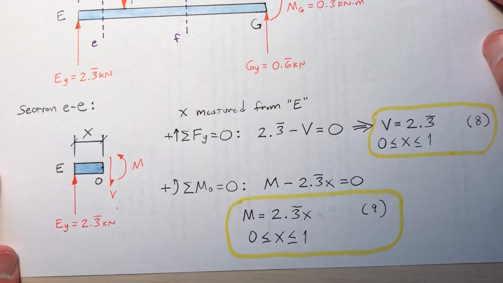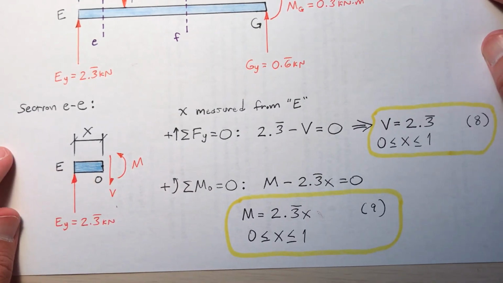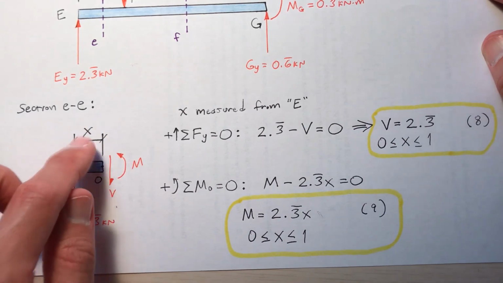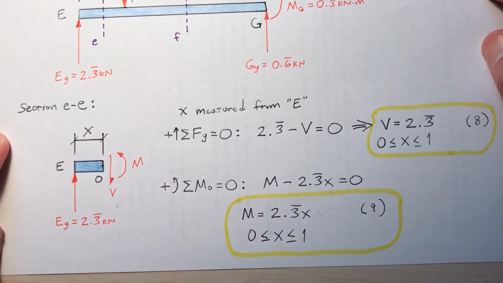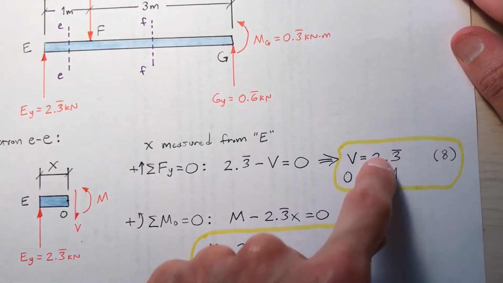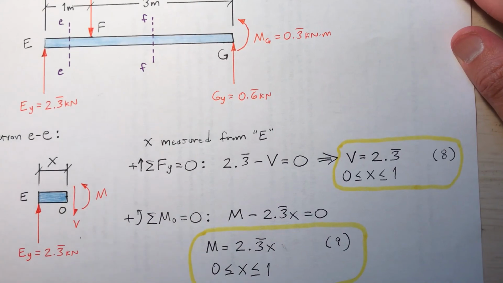And then moment equilibrium, the sum of the moments about point O. Internal moment M minus 2 1/3 times moment arm X. And I have an equation for moment. So I'm calling this equation 8. Shear is equation 8. Moment is equation 9.